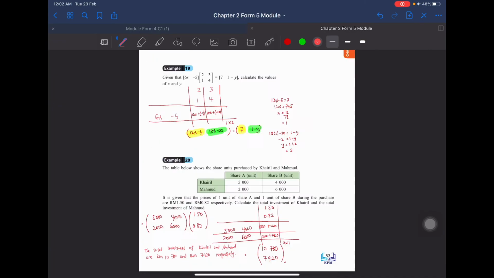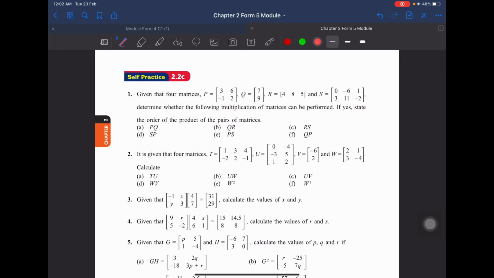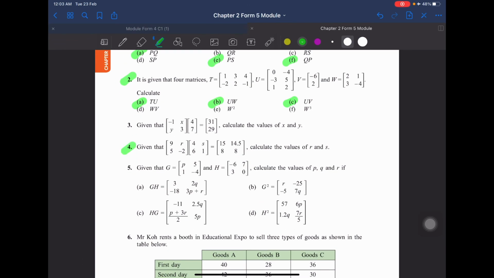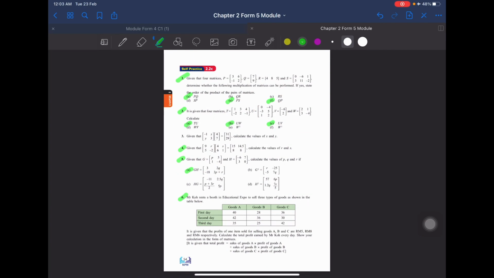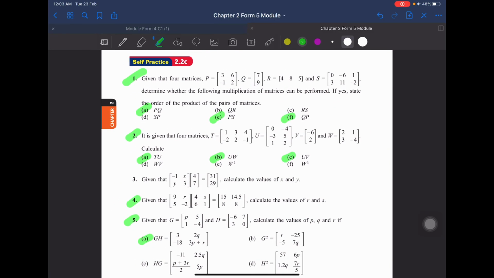For your assignment, I want you to do number 1 A, E, F, and then try number 2 A, B, C, and then you can try number 4, number 5 A, and number 6. I give you 1 week to finish all the assignment. No need to rush. You can divide your assignment for each day you have. And please don't do it last minute.